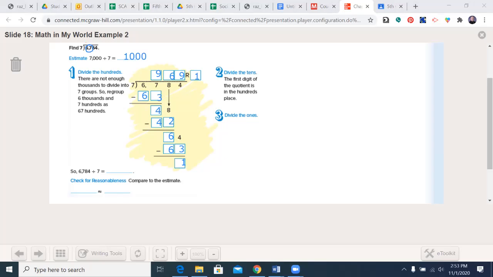My final answer, 969 R1, or 969 and 1/7. And I check for reasonableness. 969 R1 is pretty close to 1,000. I would accept this as a good answer. All right, go ahead and make sure these are all filled in. And I'll go ahead and clear. Again, if you ever get stuck where you need an extra moment, pause the video and then we move forward.